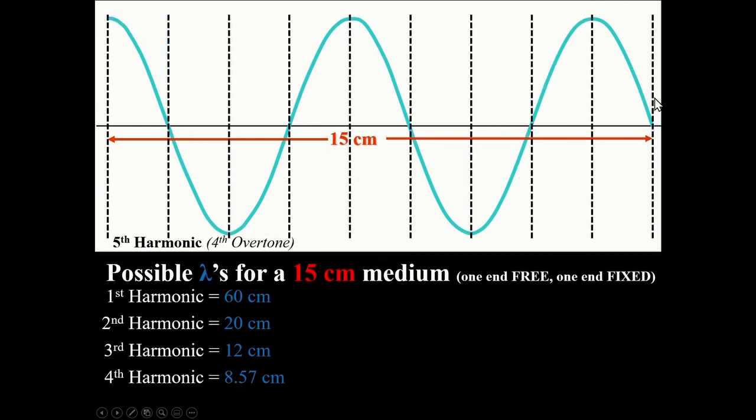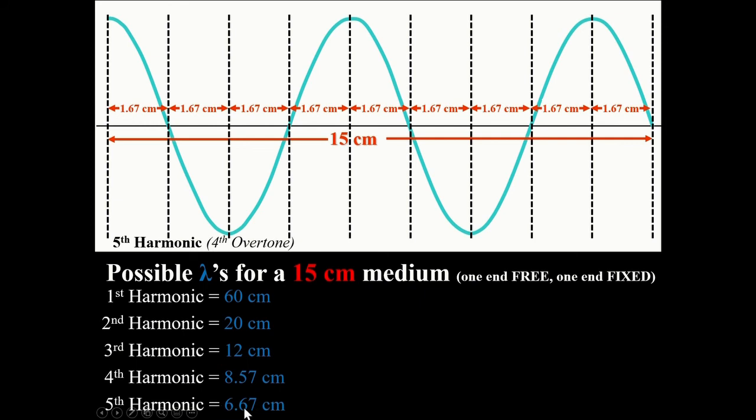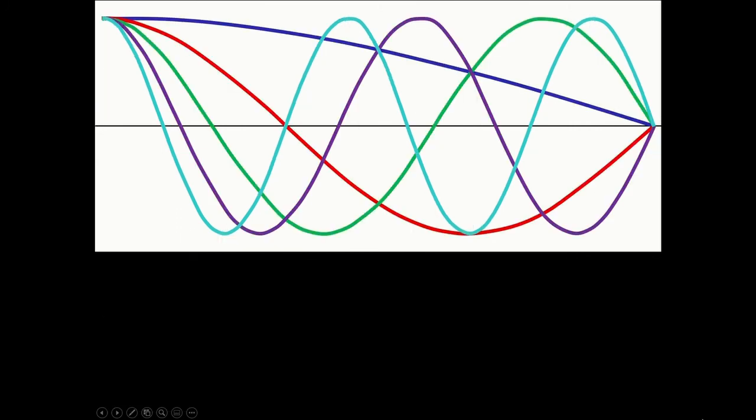We're just squeezing in 2 more quarters, or another half, because it had to end at a node, and now it ends at this node. So 15 divided by 9, and then times 4. What we did is, this is just a fancy way of getting odd multiples, 1, 3, 5, 7, but we just took it, divided by how many quarters fit in there, and then multiplied by 4 to find the whole wavelength. No need to memorize that one. Okay.